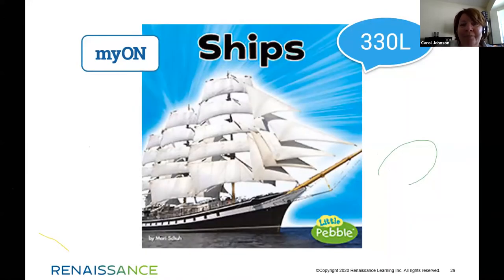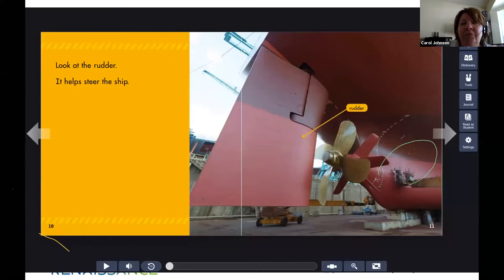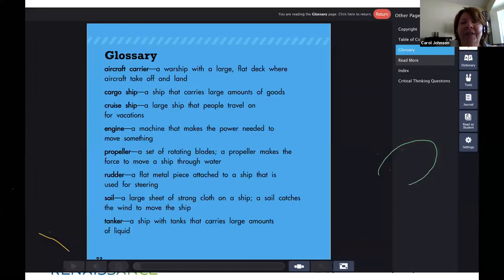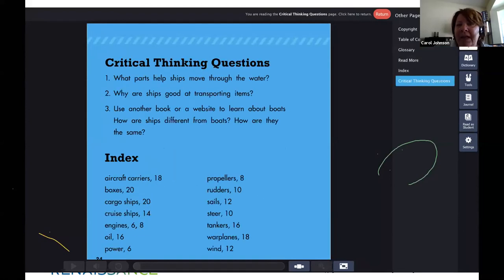This one is ships. Again, look at the rudder. Rudder, low frequency word. It helps steer the ship. Steer, really low frequency word. Again, it has a glossary, and you can see the level of vocabulary that a student would get. You can also imagine at this point that if students love this topic and are reading sequentially through the reading levels, that you can see how this will help them build vocabulary and the structure with which to use that vocabulary. Again, critical questions.